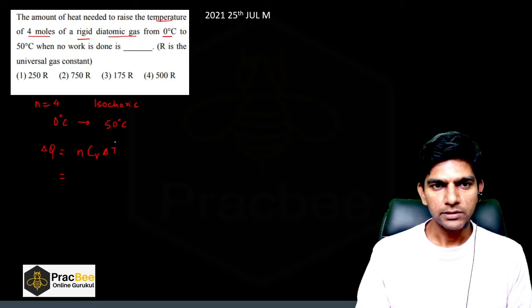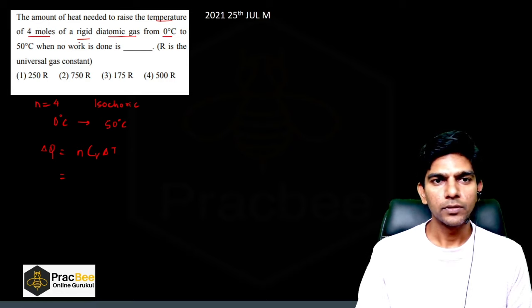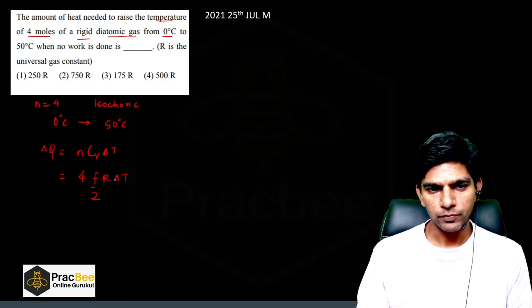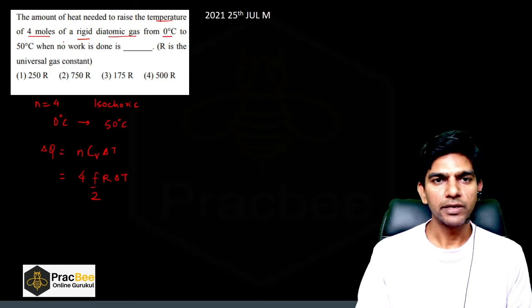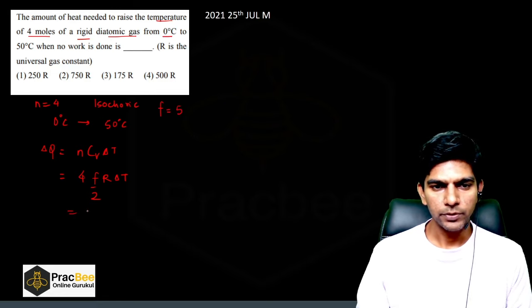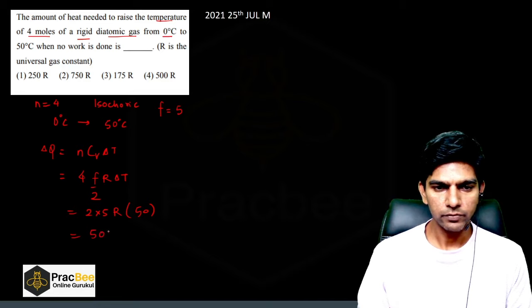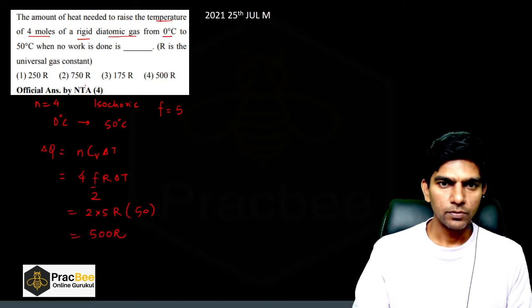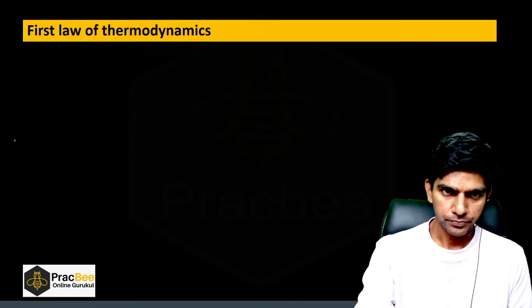And the temperature is increasing. So 4 moles is given to us, so it will be 4, and Cv is F by 2 R delta T. And we have to find the answer in terms of R. And what type of gas have we been given? Rigid diatomic. So the degree of freedom will be 5. So it will be 4 times 5 by 2 times R, and the increase in temperature is 50. So that will become 500 R. So 500 R is the answer.